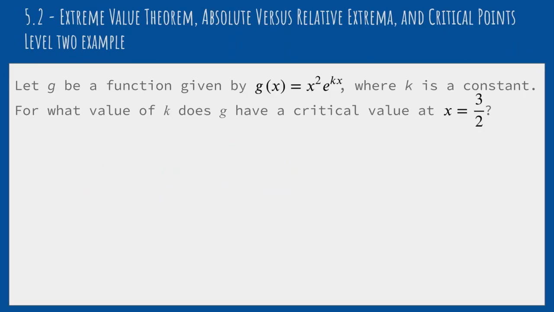So the second example here, we have g as a function given by g of x equals x squared times e to the kx. So k is just going to be some number, some constant. And what value of k then gives us a critical value at x equals 3/2? So what we want to do is take the derivative of this, and we'll just pretend like k is some number, and then we'll figure out what our critical values are based on what k is, and then solve for k. So we'll start by taking the derivative. Remember, critical values are where the derivative equals 0 or is undefined.